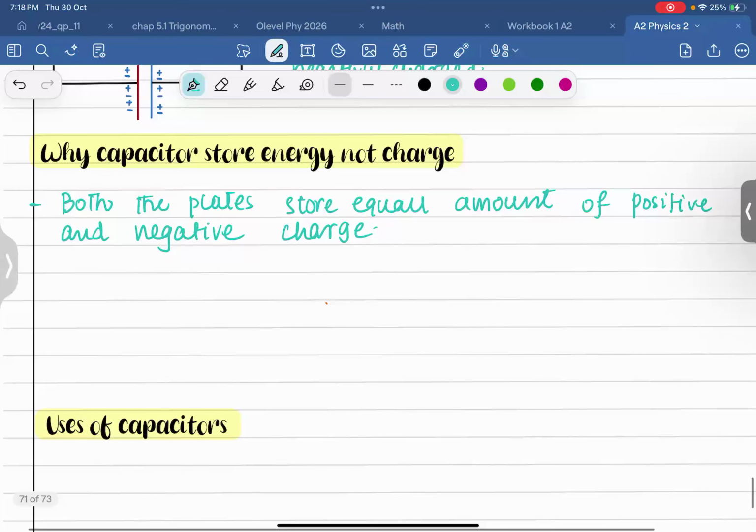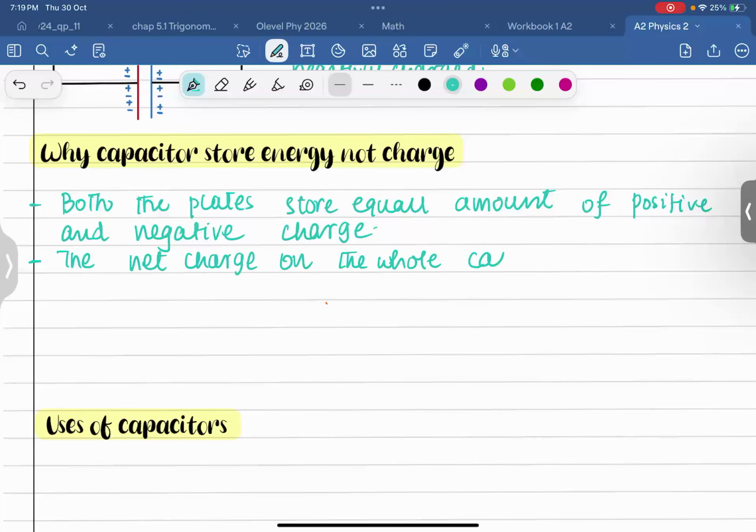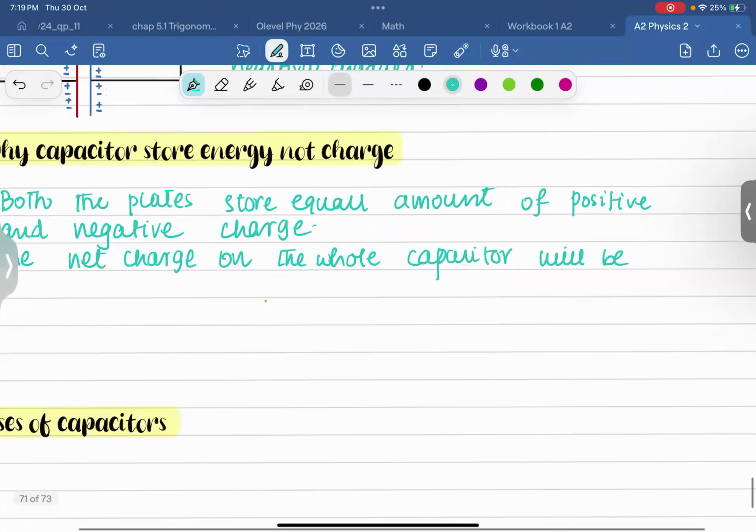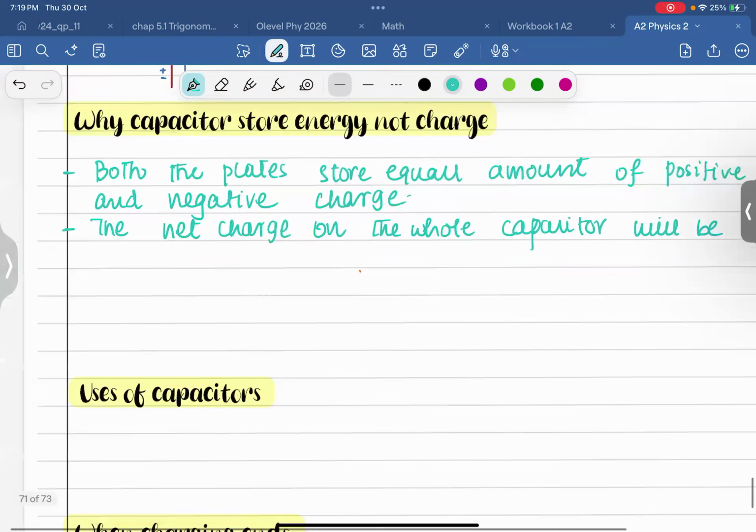Now the second concept is, if we have both the positive and the negative charges in equal amount, then the net charge is going to be zero, right? So the net charge on the whole capacitor will be zero. This is the second concept.